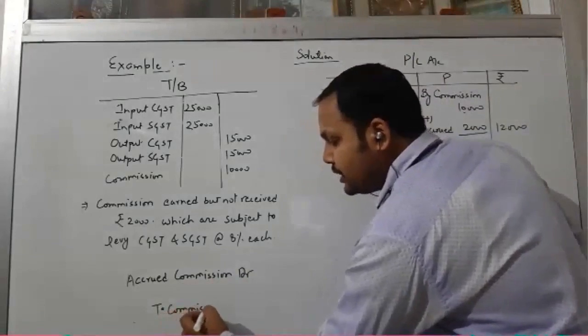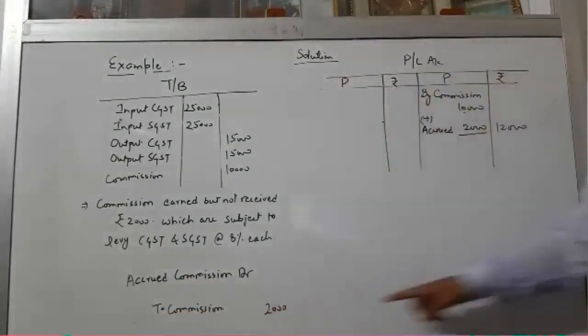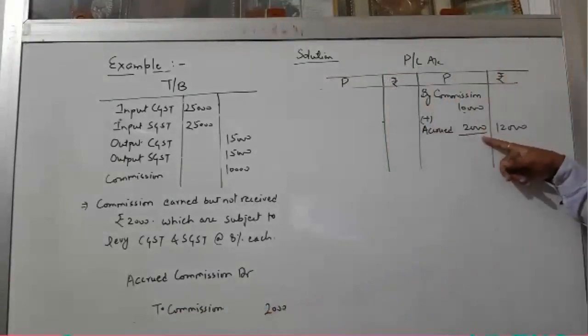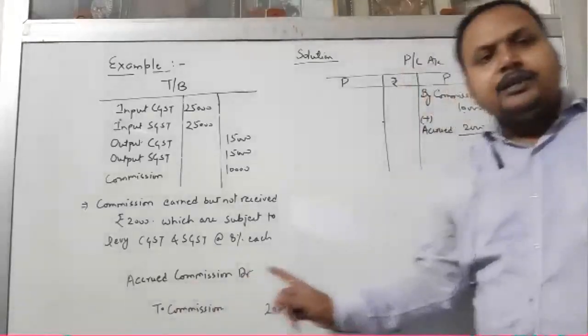और कमीशन कितने से इंक्रीज होगा? That is 2,000. You can see that commission को क्रेडिट किया 2,000 से, so it will be credited in the profit and loss account 2,000 and accrued commission will be debited. So accrued commission आपका कितना होगा?